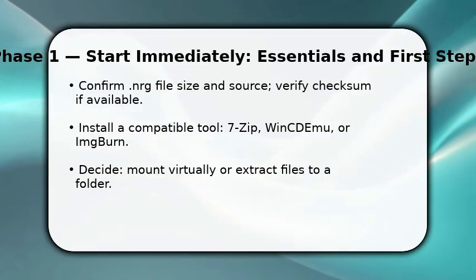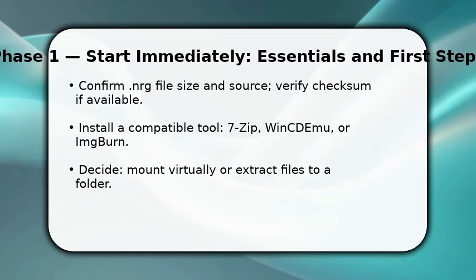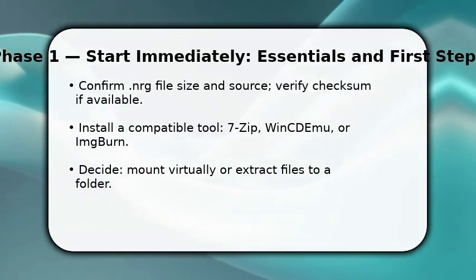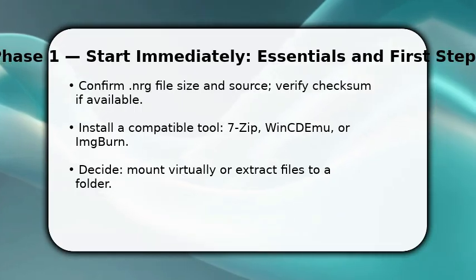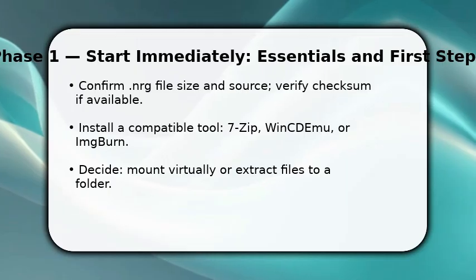You start by confirming the NRG file is complete and from a trusted source. A corrupted image will fail later. Next, install one tool: 7-Zip to extract, WinCD Emu to mount, or ImgBurn to convert. Choose based on whether you need files or a virtual disk.